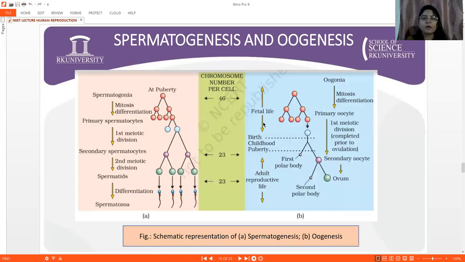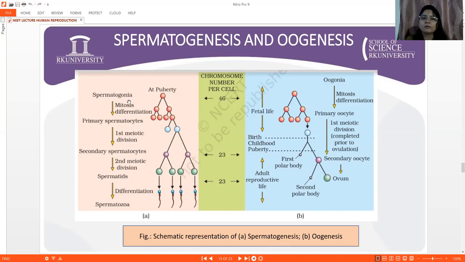Next, there is a lot of difference between spermatogenesis and oogenesis, as I've told you in the first two slides. In the second slide, I've told you there's a major difference. So here we'll see what the major difference actually is. First we'll see the chromosome number per cell, that is 46, and is reduced to 23. So first we'll deal with spermatogenesis.